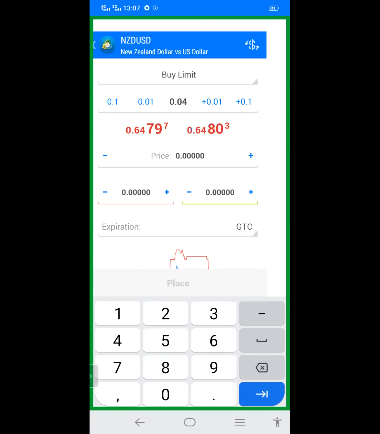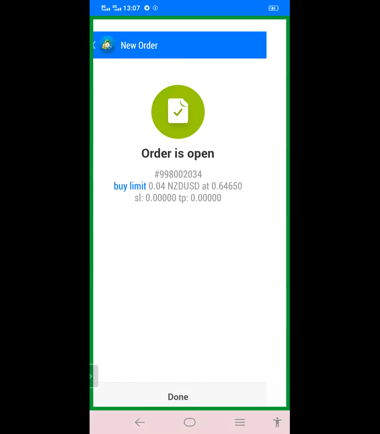Yes, it's faint, because I've not placed the order. But the moment I put a price, let me just use 0.64650. Can you see the place became more obvious? Is it not? So now I can place the order. So I've placed a pending order.